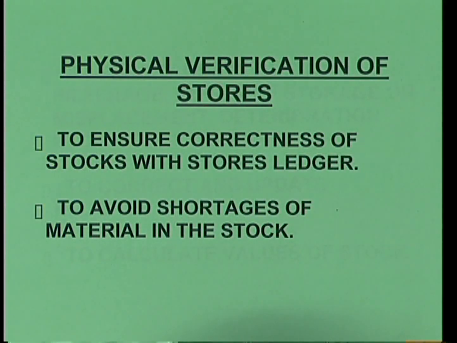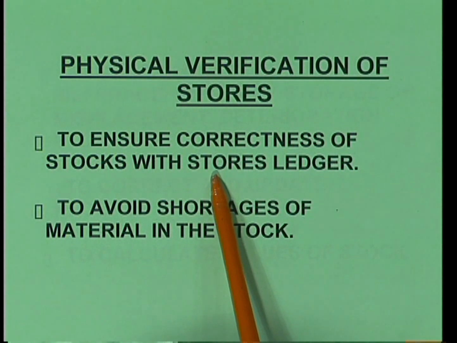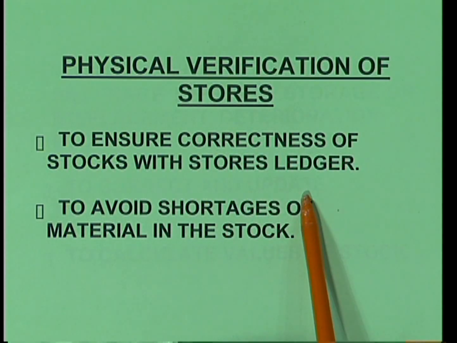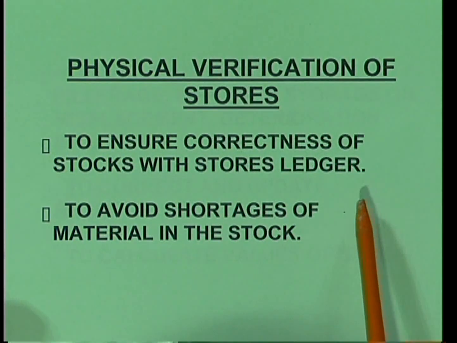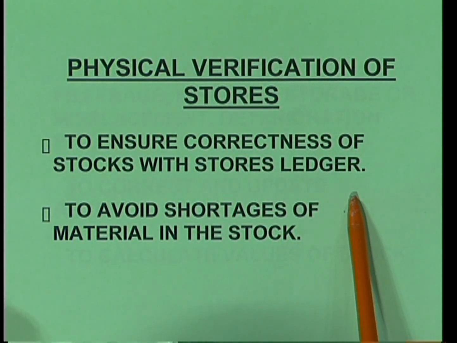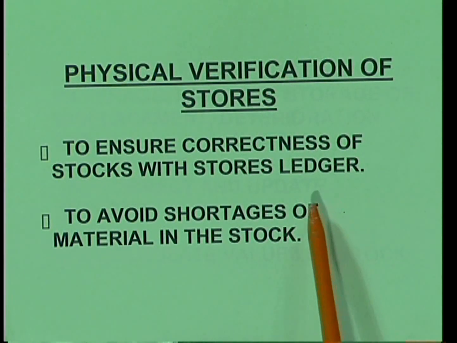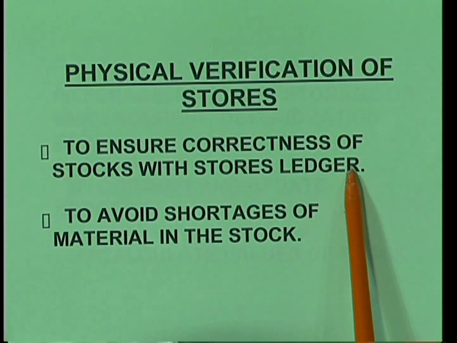That is, we have seen bin cards, material requisition, stores ledger, etc., but whether they are according to the things or not, that we have to see here to ensure correctness of stocks with the stores ledger. Whatever the balance in the stores ledger is, whether the same number of materials are there in the stores or not should be known. That can be physically verified.